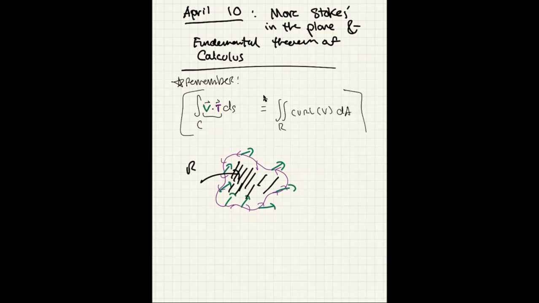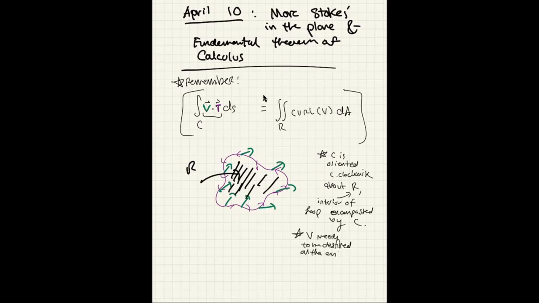Okay, so this is what we were exploring last time. And the caveats are C is oriented counterclockwise about the region R. This is its interior, the interior of the loop encompassed by C. And the other thing is that you really need the vector field V to be defined on the entire interior of R. Like, there can't be one single point where it's not defined. So we'll explore that later.